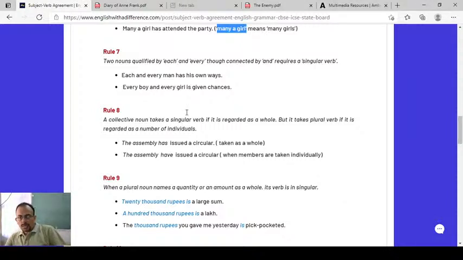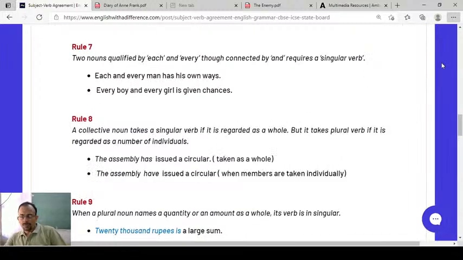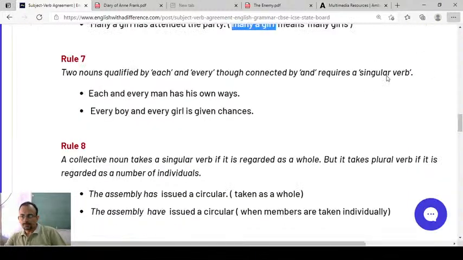You see, two nouns. Let me zoom it a little bit for you. Okay, so as you can see here, I have zoomed it for you. Now you can see it better. Yes, now you can see better, I suppose. Yes. Okay.